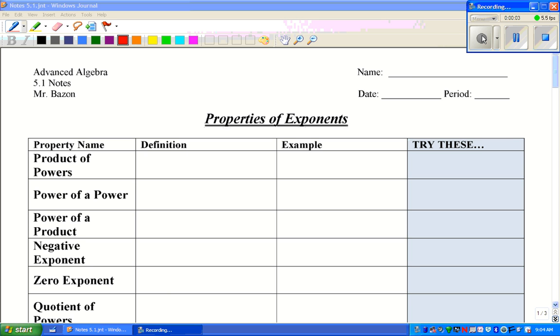All right, today we're going to talk about the properties of exponents, which is a review from algebra class, so it should look fairly familiar to everyone when we go through this.